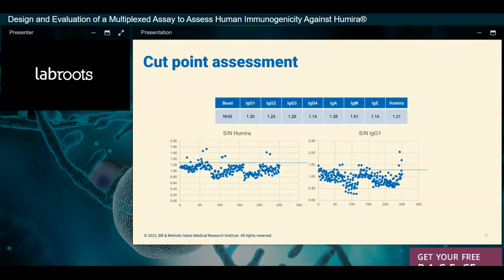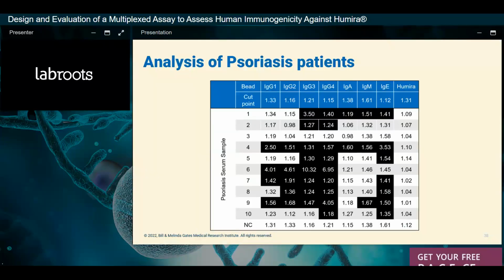So given that, we took all of our multiplexing approaches and our screening and isotyping assays, and we started applying that to different disease state samples. So this figure here shows 10 different serum samples that were taken from psoriasis patients. Some of them had been treated with Humira and others had not.